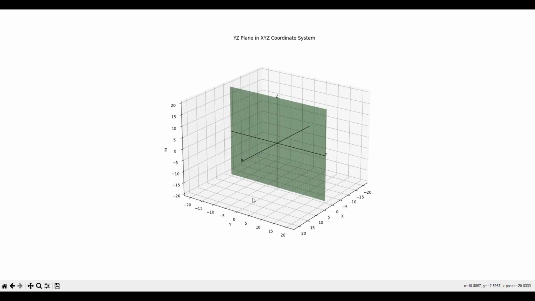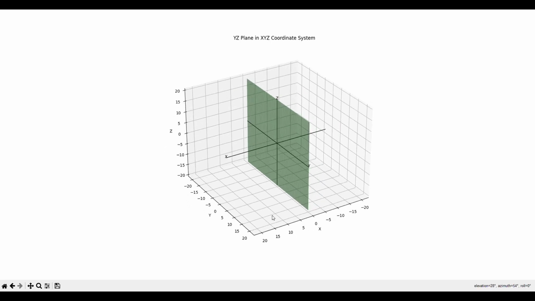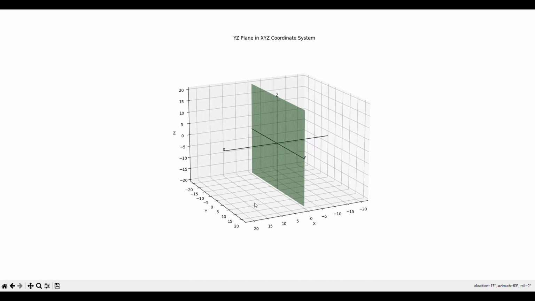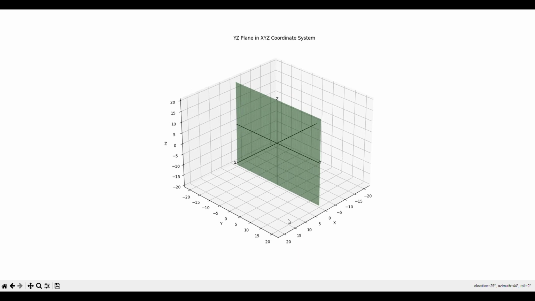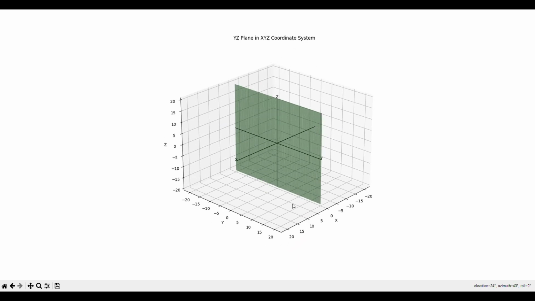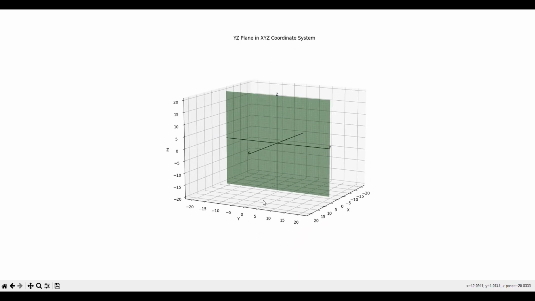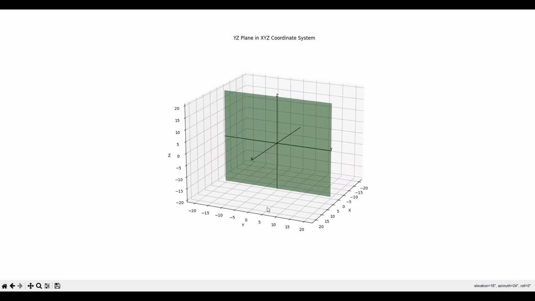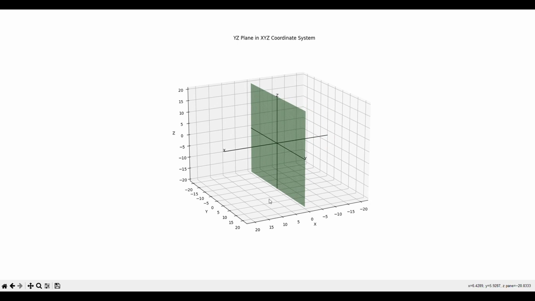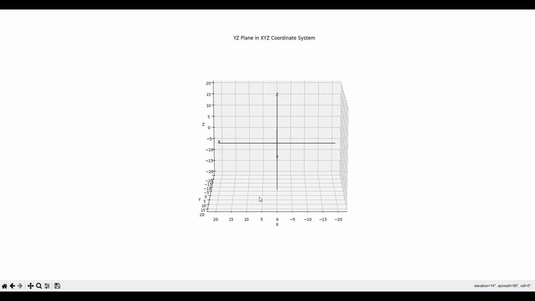Now let's talk about the yz plane. This figure represents the yz plane, which is a two-dimensional plane that lies perpendicular to the x-axis. Plane equation. Without referring to any equation, we can infer that the equation of the yz plane is of the form x equals 0. This means that all points on the yz plane have an x-coordinate of 0 or remain constant.